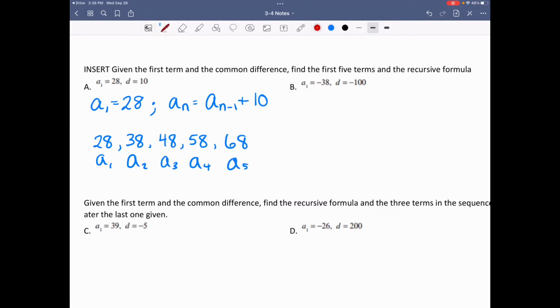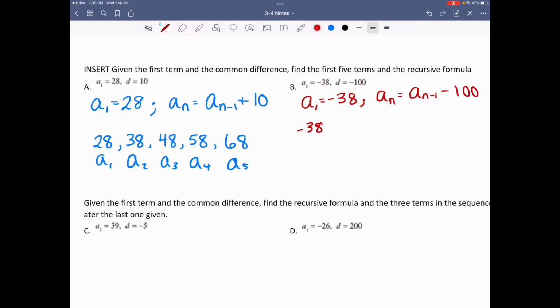All right, for part B, we have the first term is negative 38. So the recursive formula is negative 38 as our first term. And we're going to take the A sub n, that's the number that we're looking for, is equal to the number before it, A sub n minus 1. And the difference is minus 100. So we're going to subtract 100 each time.